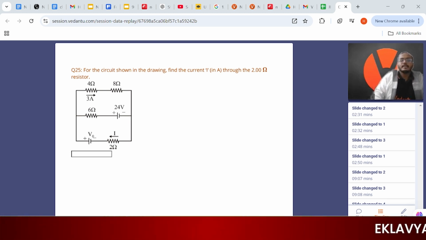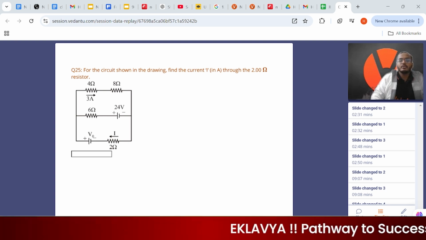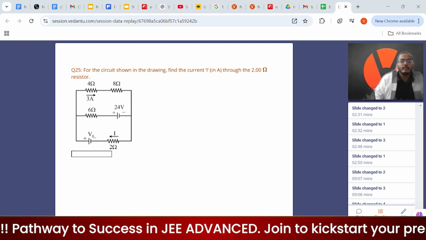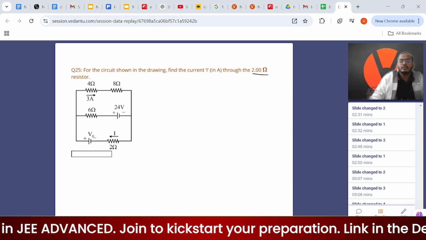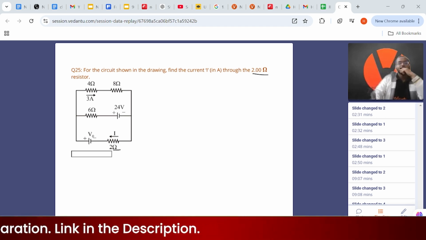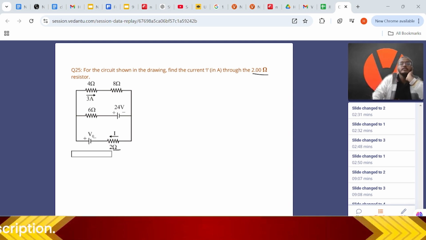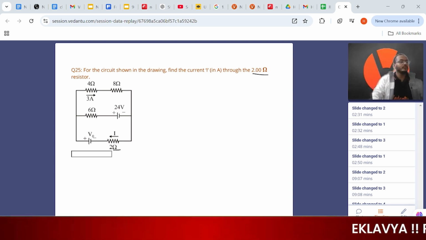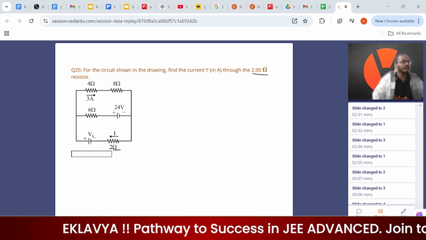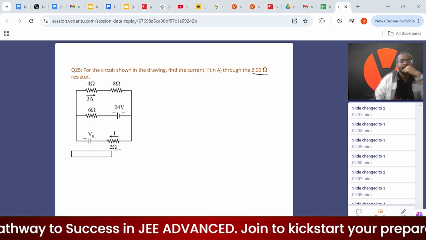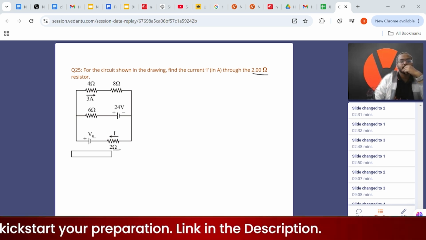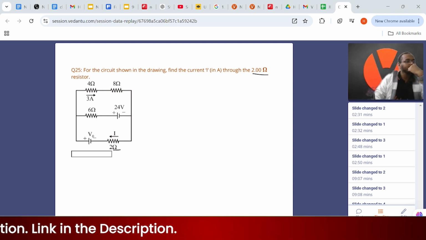For the circuit drawing, find the current I through the 2 ohm resistor. They are talking about the 2 ohm resistor. See, there are two rules, Kirchhoff's voltage law and Kirchhoff's current law, right? So you just have to use them. See, here it is 24. Here it is 24 voltage, okay?